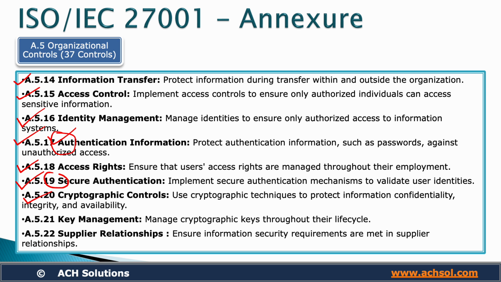The next one is A5.21. This also is an extension of the cryptographic control. Once you have encryption in place, you will have encryption keys, right? The people who are authorized to access that encrypted data will have the encryption key. So this one asks that you always manage those encryption or cryptographic keys throughout their life cycle. Every cryptographic key has a life cycle from inception to deletion.